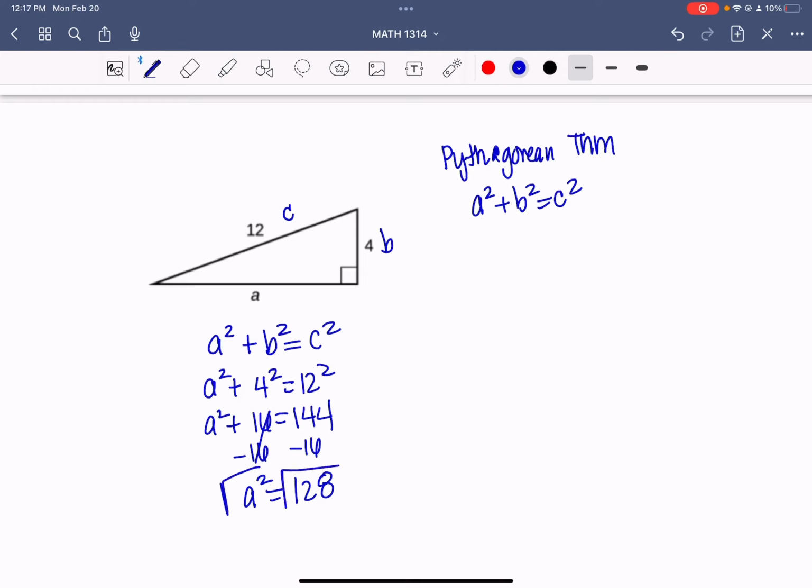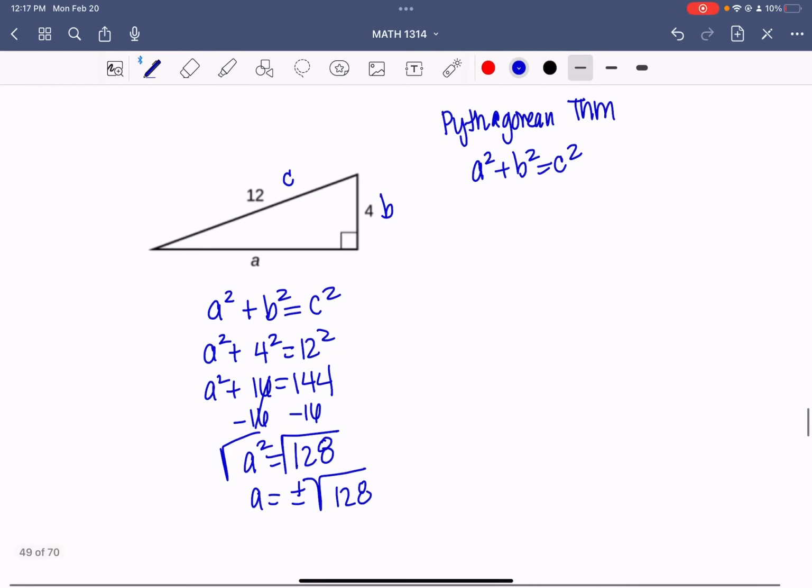Now that I have it isolated, I can square root. So I get plus or minus the square root of 128. Because this is an application, we actually only want the positive, because I can't have a negative side length on a triangle. And then one last time, let's work with 128.